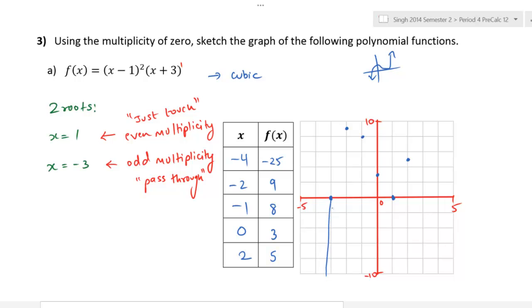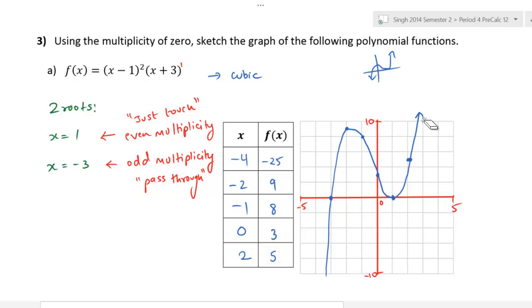This root, -3, has an odd multiplicity, so I'm going to be passing through that root, going all the way up to this point, coming back down, passing through here. This root of x equals 1 has an even multiplicity, so I'm just going to touch that root and then bounce right back up, passing through that point and all the way up.